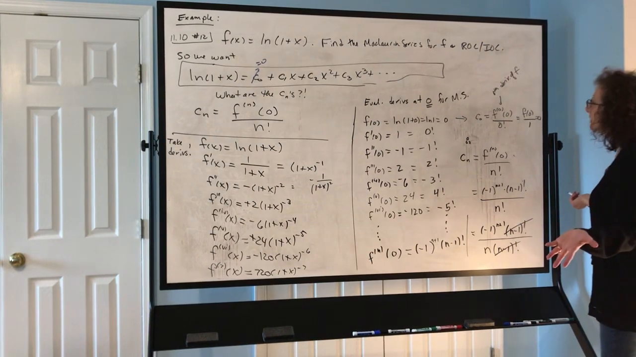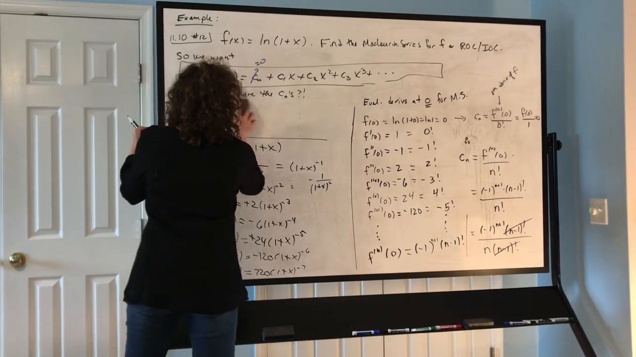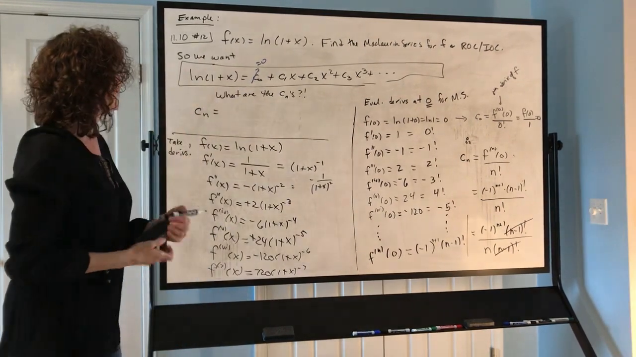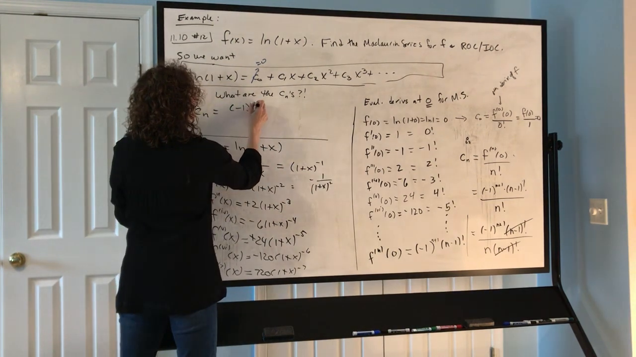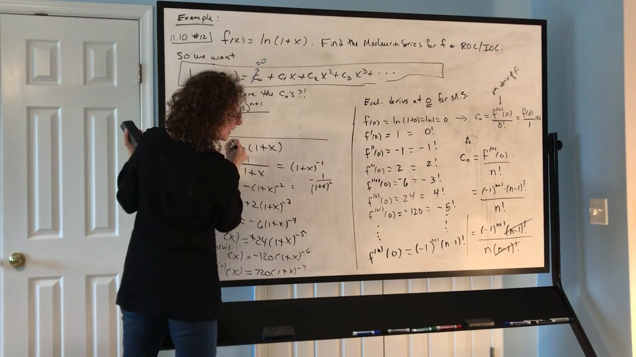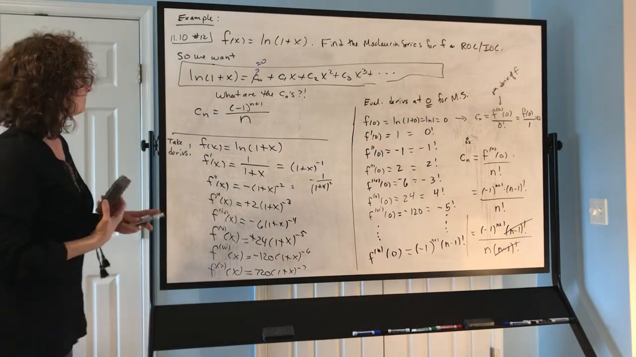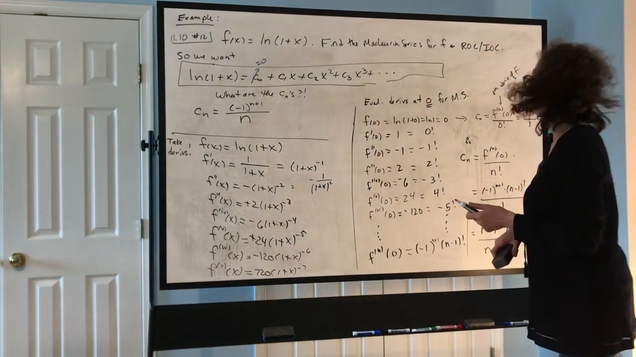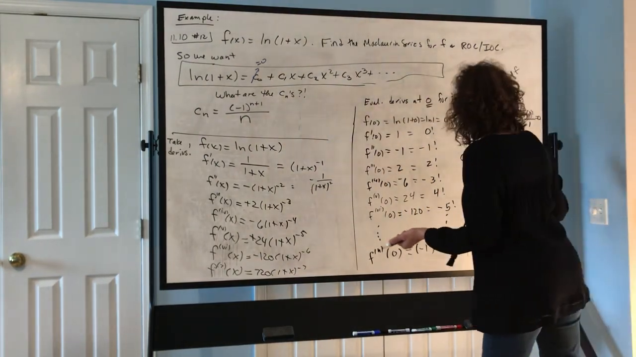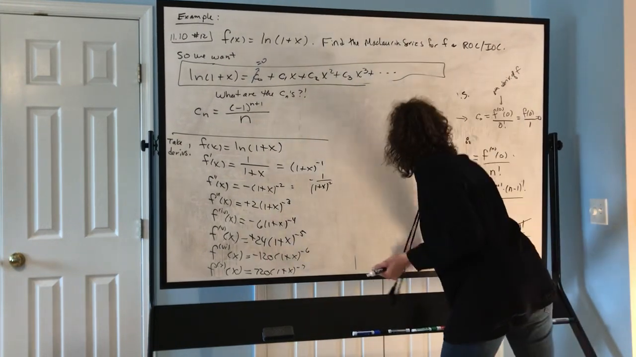Lo and behold, what are our Cn's for the function f of x equals natural log of 1 plus x? The Cn's are minus 1 to the n plus 1 divided by n. Okay? Minus 1 to the n plus 1 divided by n. That's awesome, right? So now I know them all.